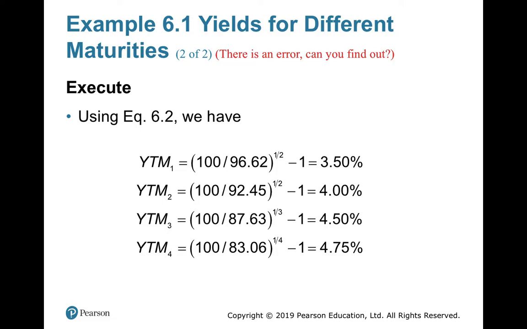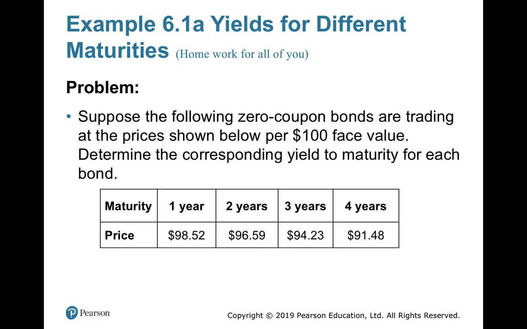And the fourth bond is face value 100 divided by 83.06 to the power 1 by n, which is 1 by 4, minus 1, equal to 4.75%. Another question is there, which is homework for you all. You calculate. If you face any difficulty, let me know.